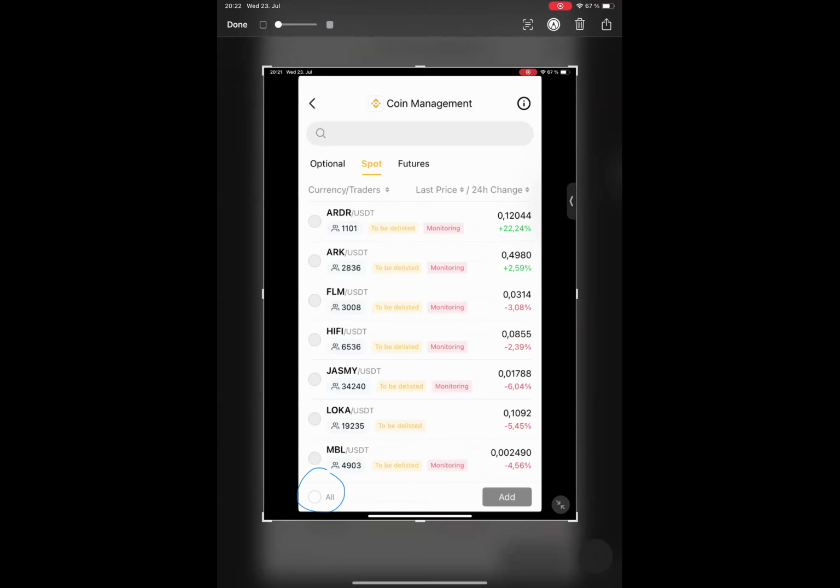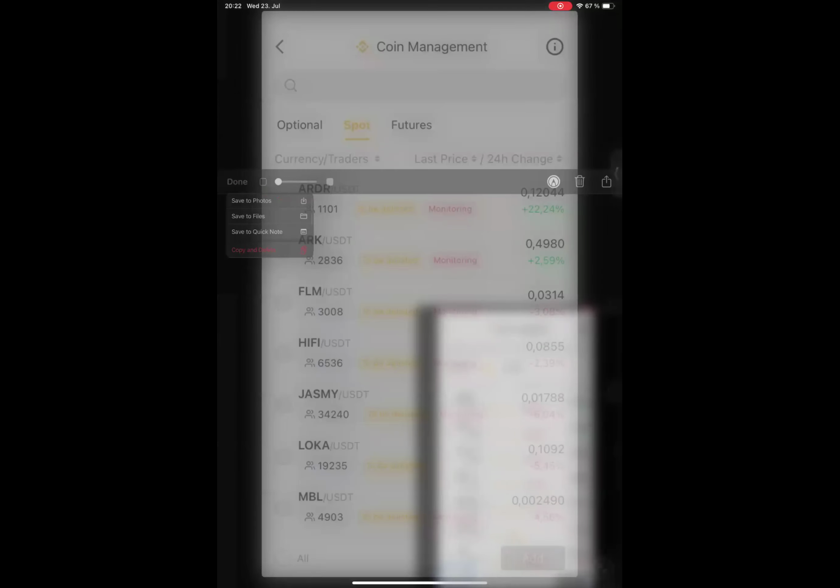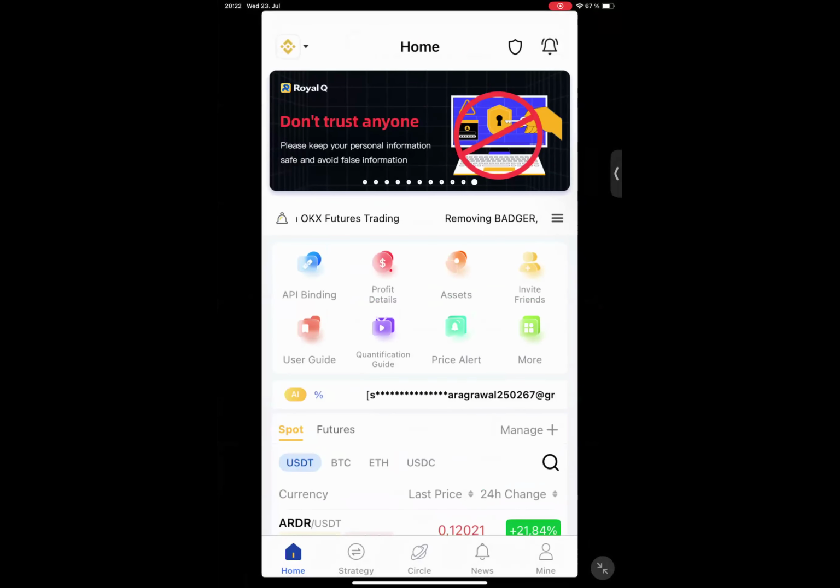Once you click on all and it selects, then you tap on add. But if you tap on all and it's not selecting, it means you have added all the coins. You don't need to add them because they're the default ones that come with the RoyalQ app. So if you want coins like Gan, Fan, Pepe, Bonk, you need to add them. Okay, so let us move out of this button.